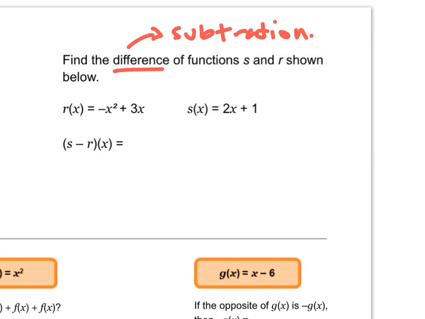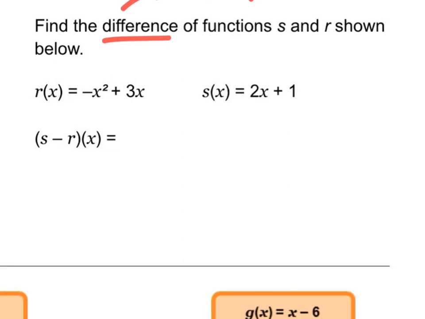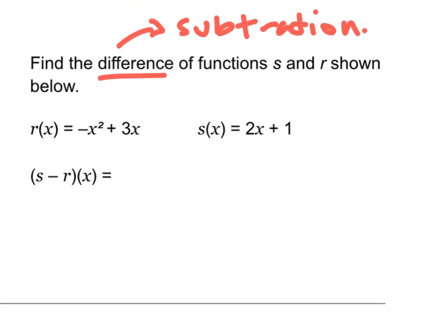When you're subtracting functions, there are some things you need to account for, okay? So in this example, we have two functions. We have this function r, which is -x squared plus 3x, and we have this other function s of x, which is 2x plus 1, okay? And what we want to do is we want to take function s minus function r of x. So let me rewrite this so it looks a little bit better and easier. Let me rewrite this as s of x minus r of x. Now what I want to do is I want to just come up with a brand new function, which is the difference of these two.